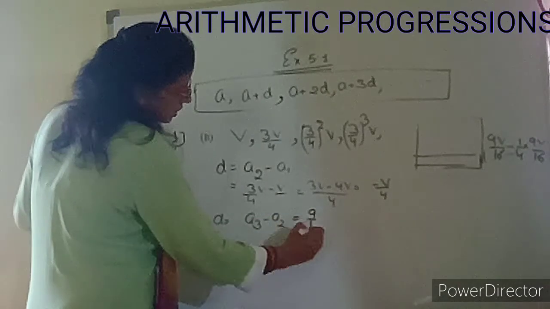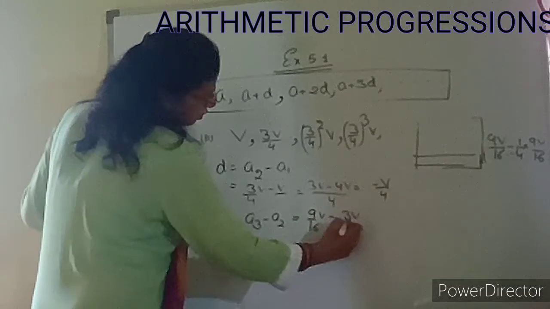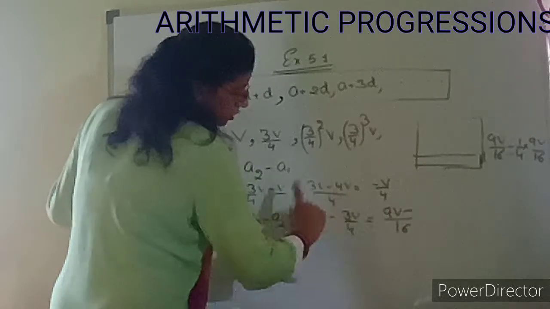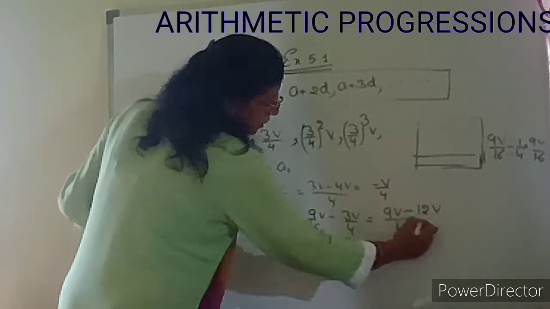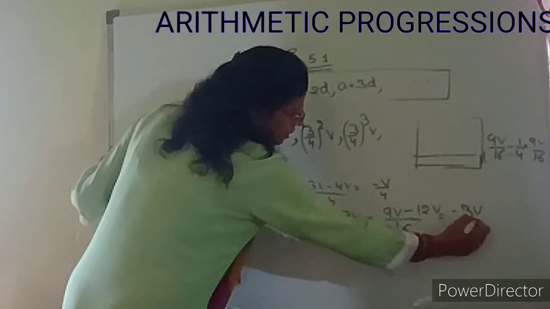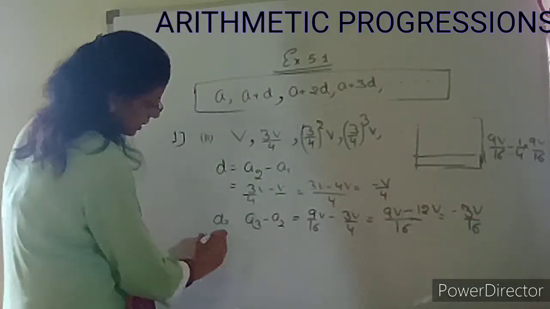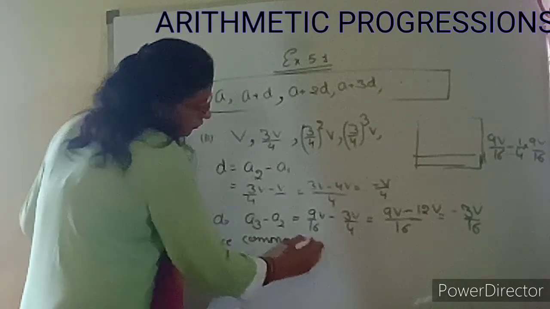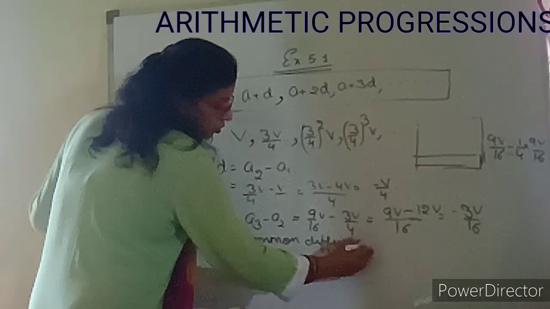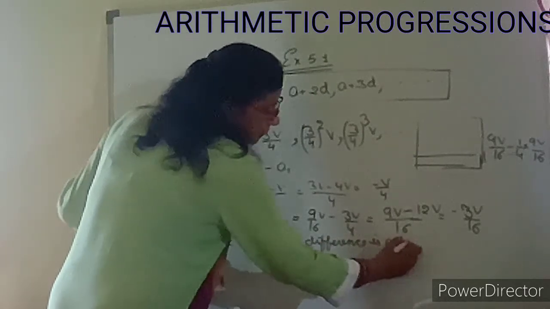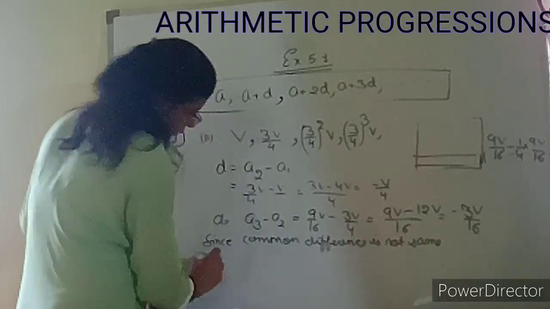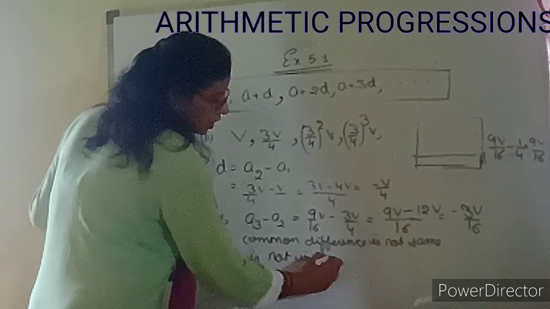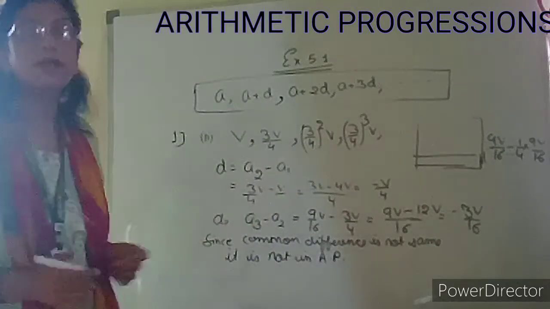So 9/16V minus 3V/4. Take the LCM, 16. 9V minus, 4 fours are 16, 4 threes are 12V, minus 3V/16. So they are different. Since the common difference is not the same, therefore it is not in AP. Okay, so this series is not in AP.